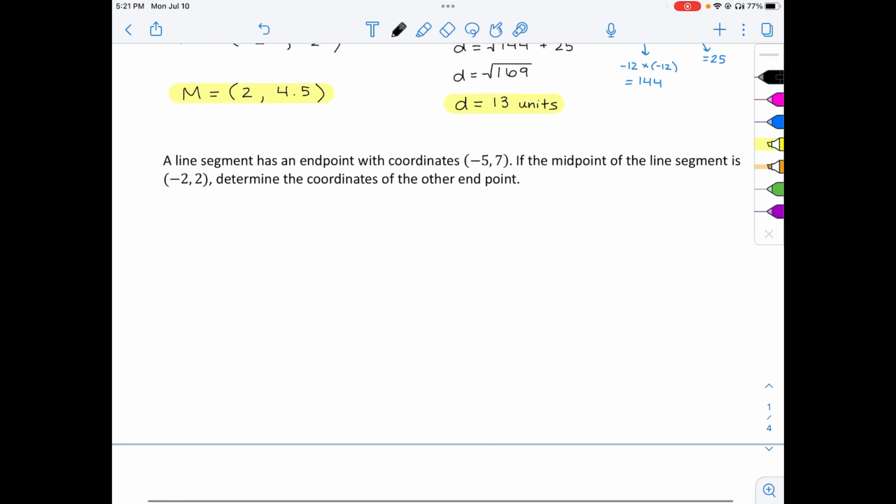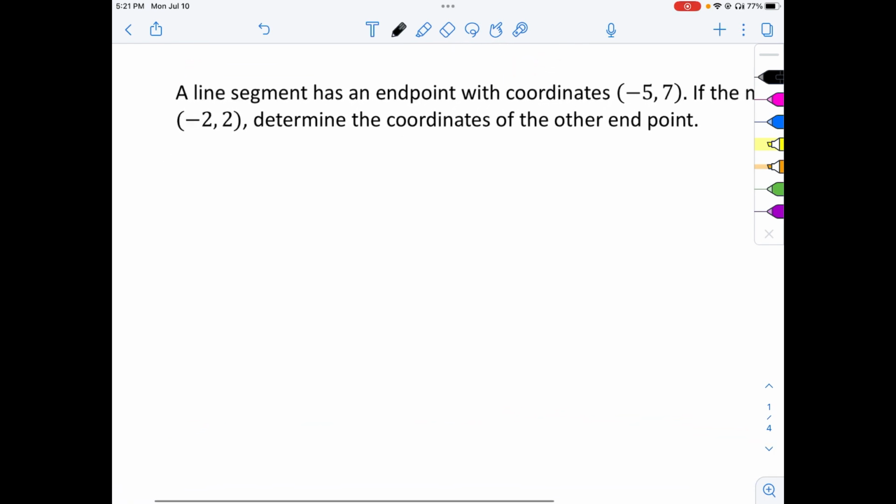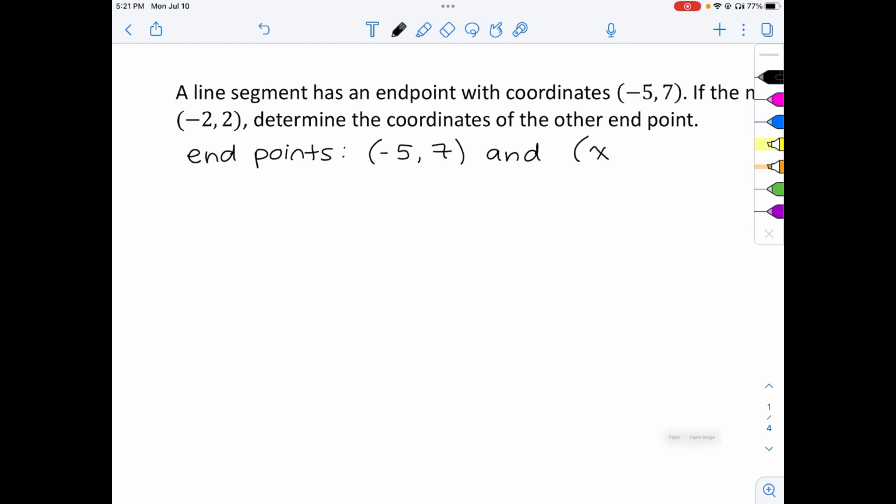Okay, so in this case, it says the line segment has an endpoint with coordinates -5, 7, and we know that the midpoint is -2, 2. We want to find the coordinates of the other endpoint. Okay, so we know that the first endpoint is -5, 7, and we don't know the coordinates of the second endpoint, so I'm just going to call it x, y, so that I have some variables that I can solve for. Okay, and my midpoint, I know that the value, once it's evaluated with that formula that I gave you, is equal to -2, 2.